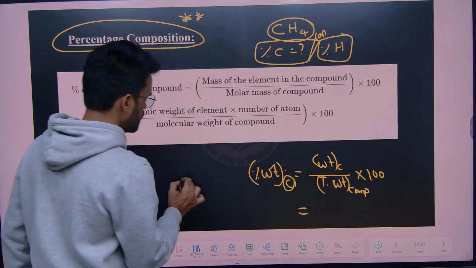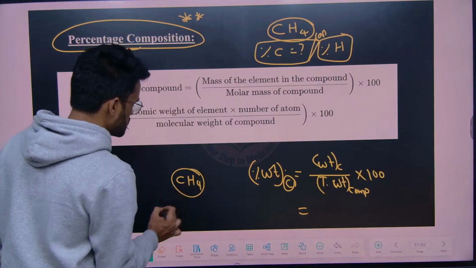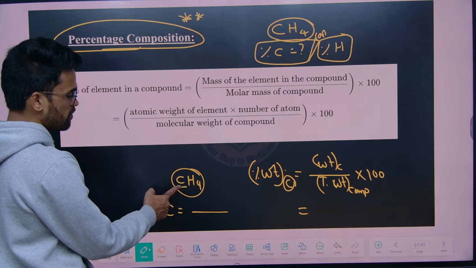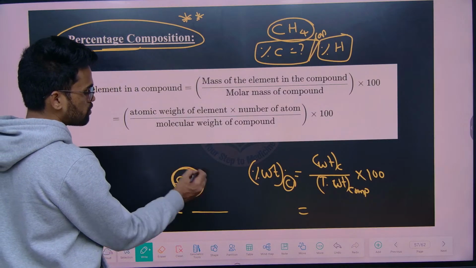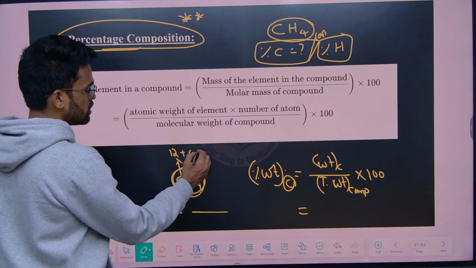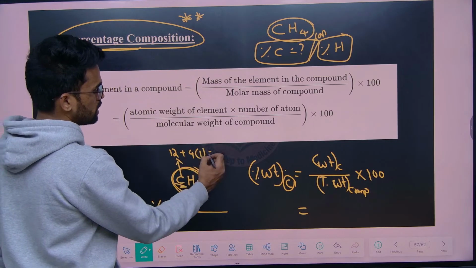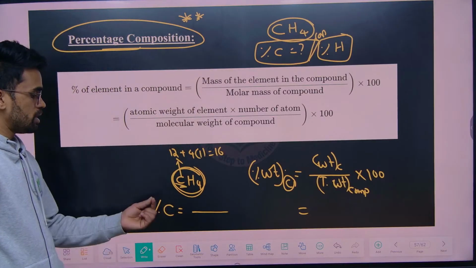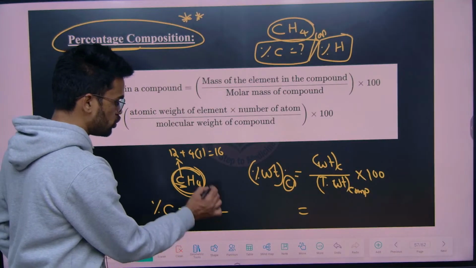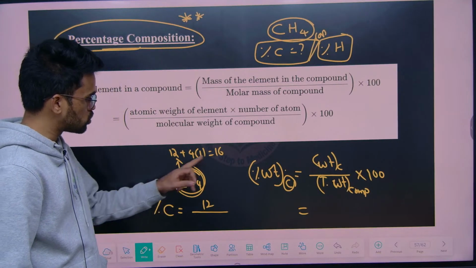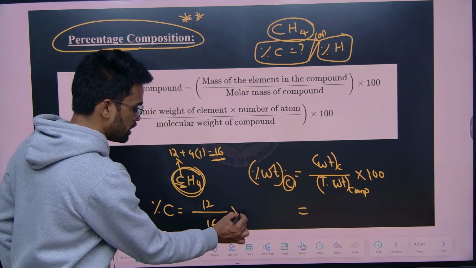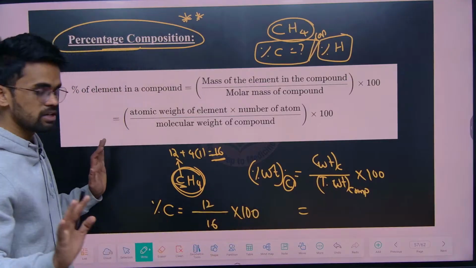So let us say in methane, I am asking what is the percentage composition of carbon. Okay, what will you do? Tell me, what is the weight of carbon? Here you need to check. What is the molar mass of carbon? The molar mass of carbon is 12. For hydrogen it is 1 into 4 hydrogens. So the total sum will be 16. So what is the weight of carbon we have here? 12, take it in the numerator. And total weight is how much? For the total compound the weight is 16. So take that in the denominator, into 100. That's it. You are done with the question.